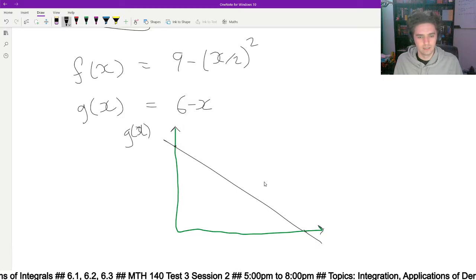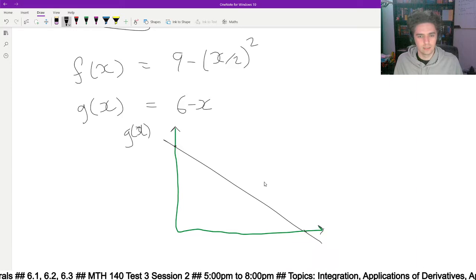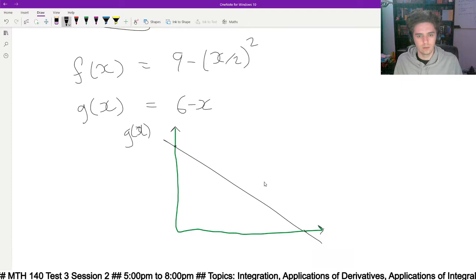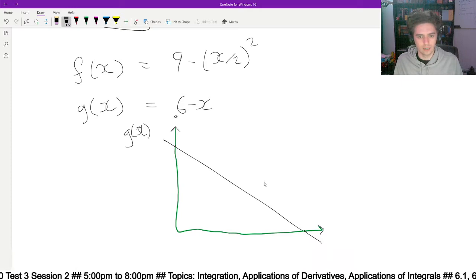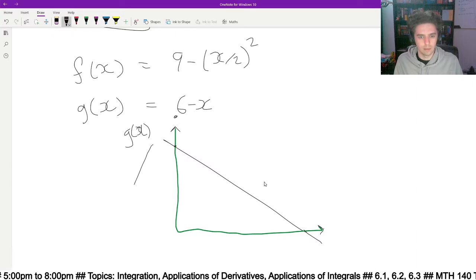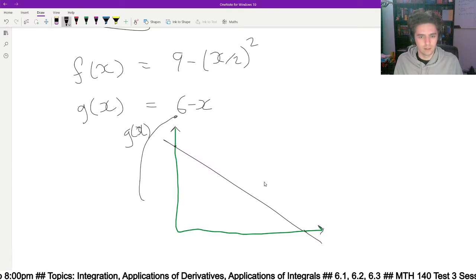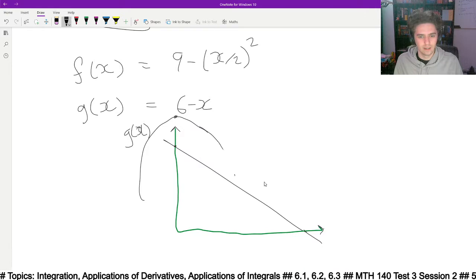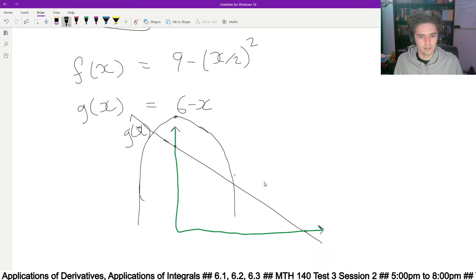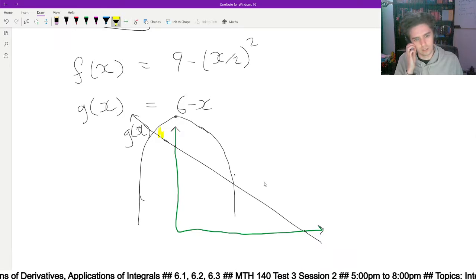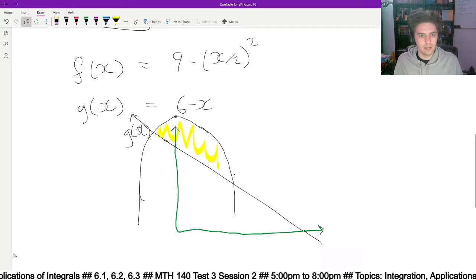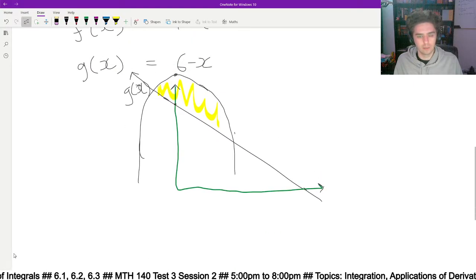No, that's not right. At 0, if x is 0, then that's 9. So it would be like there. So it would be like that. Wow, sorry, bad parabola. Okay, go the other way. There. Okay, so we're looking for this region up here. This yellow region like that. Okay?